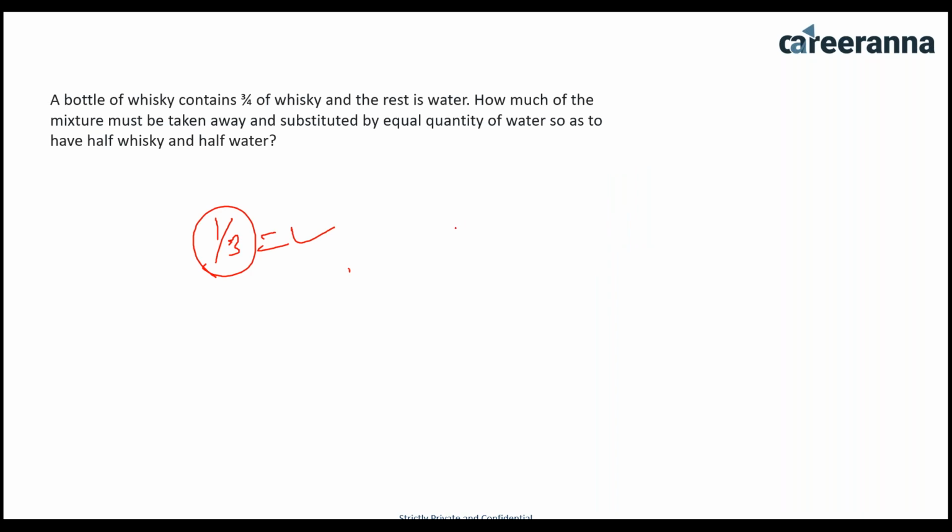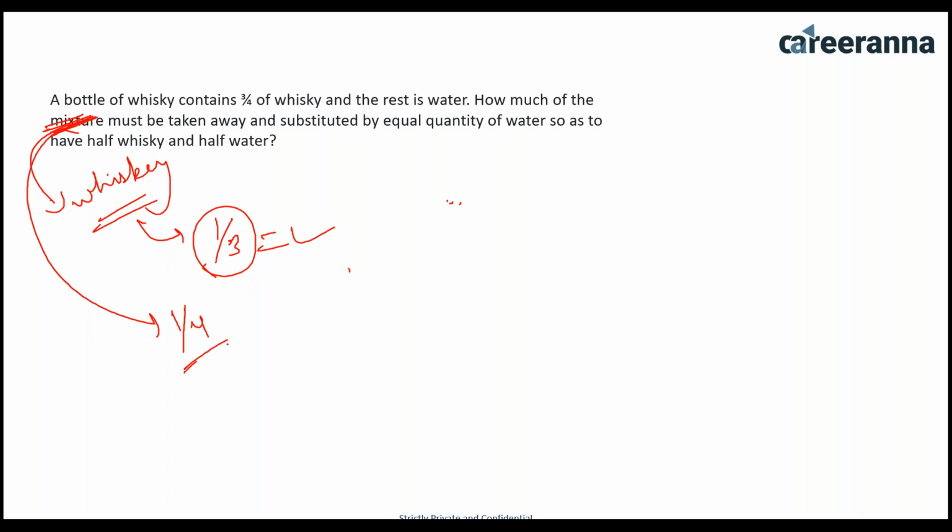Guys, there was an error in the previous question. Let me tell you what. It cannot be the mixture. It has to be whiskey. If it is whiskey, then the answer will be 1 by 3. And if it is mixture, then the answer will be 1 by 4. I'm really sorry.